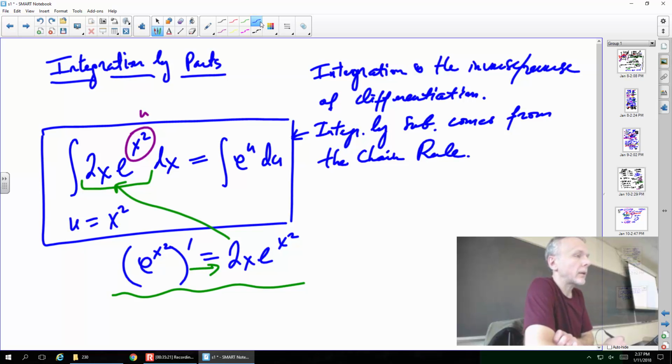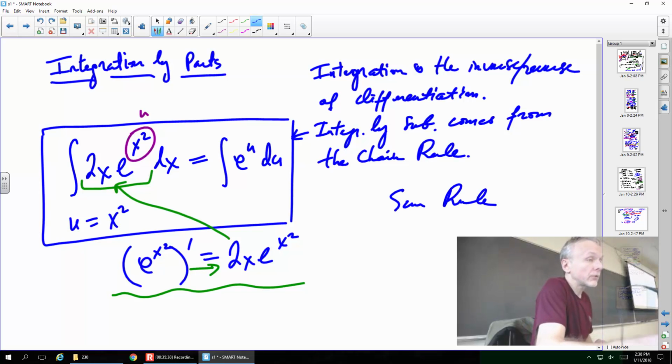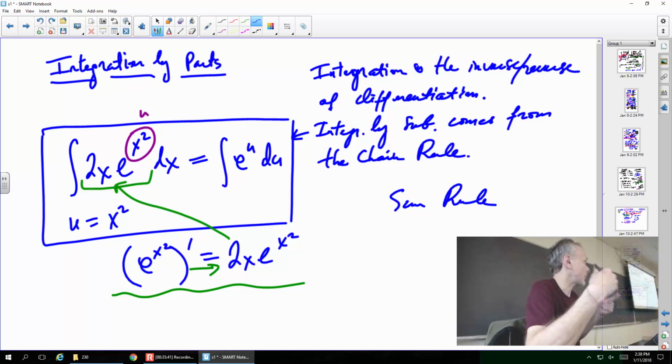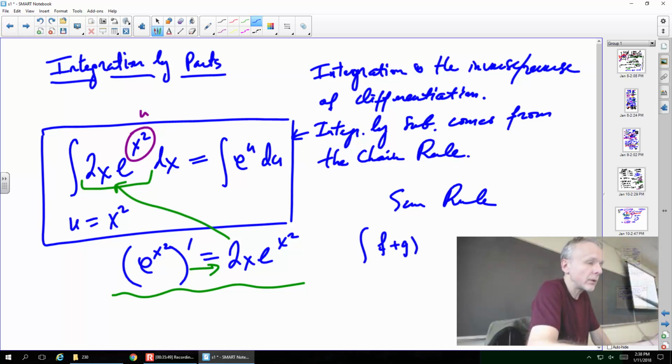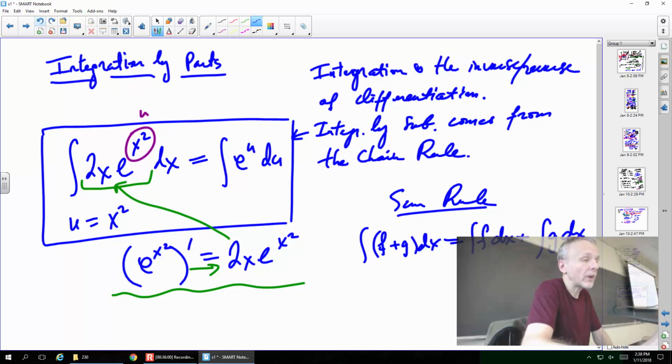But then if the integration by substitution comes from the chain rule, one of the rules of differentiation, then what about other rules of differentiation? And some of the rules of differentiation you have already seen. Those are the sum rule and the constant multiple rule. So the sum rule of differentiation produces the sum rule of integration, right? It's certainly helpful, and we have been using it very casually. So the integral of f plus g dx is equal to the integral of f dx plus the integral of g dx, and similarly, in addition to the sum rule, there is the constant multiple rule.